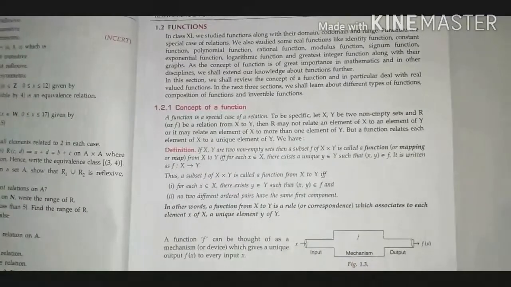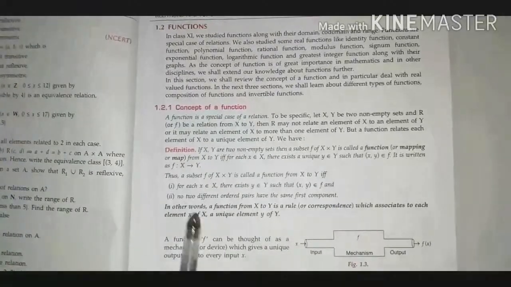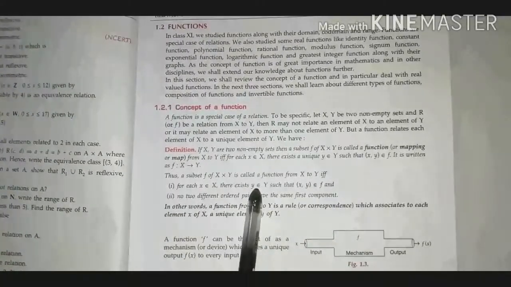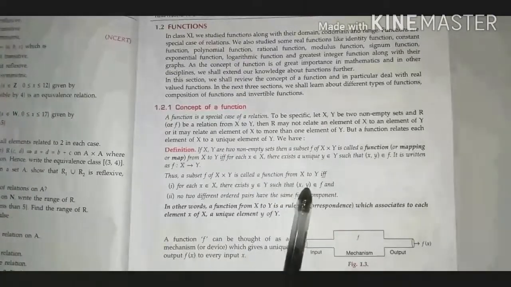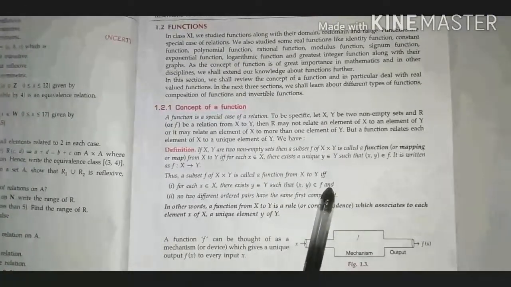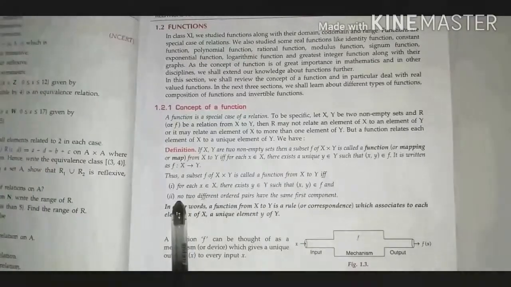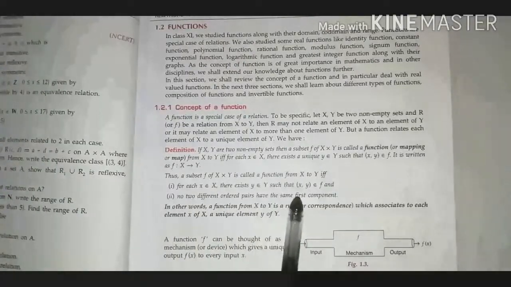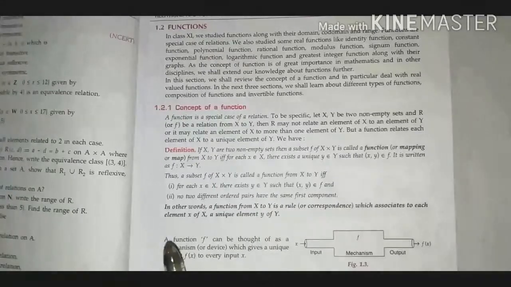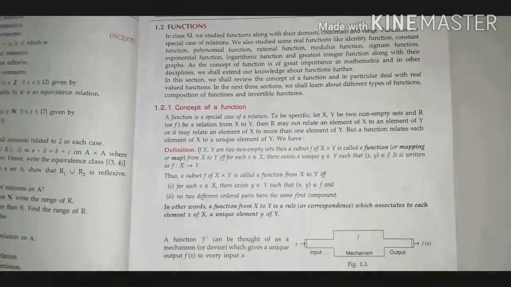So the condition is that for each x belongs to X, there exists y belongs to Y such that (x, y) belongs to f. That is, all elements in the first set must have an image in Y, and next, no two different ordered pairs have the same first component. That means all the elements of X must have a unique image. That unique is very important. More than one image is not possible; only one image is possible.